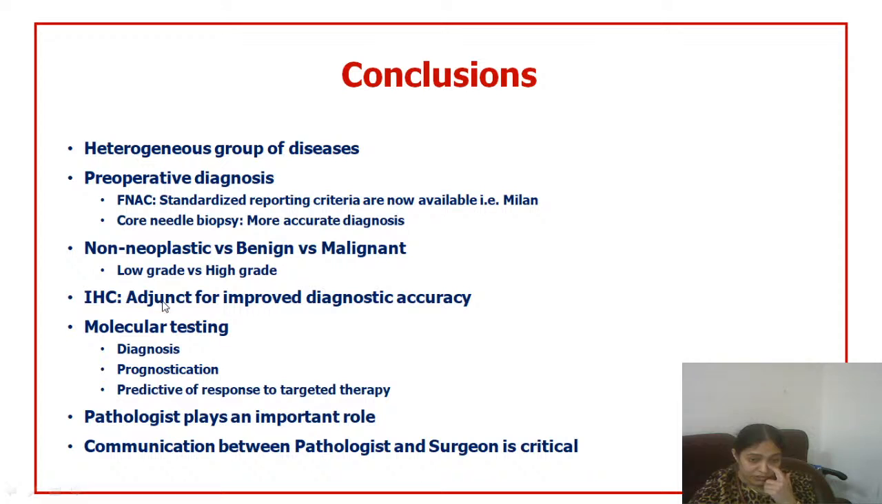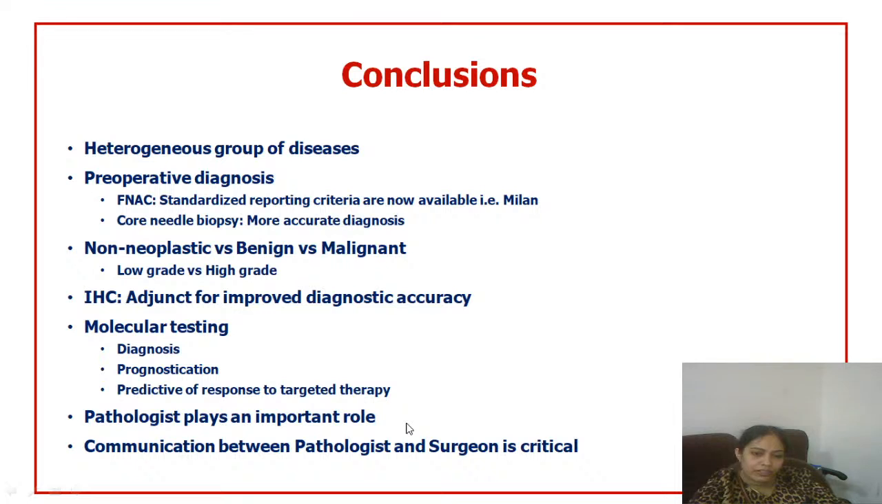You have IHC, which is an adjunct which helps in improving the diagnostic accuracy, and you have molecular testing which helps in diagnosis and in prognostication of these patients, because some genetic alterations are associated with worse outcome, and most importantly some of the genetic alterations are predictive of response to targeted therapy. We know that in future everything is going to be about targeted therapy and personalized drugs for each patient, so that's when molecular testing is going to be really important. Pathologists play a very important role in diagnosing and giving you all this information from the tumor tissue.